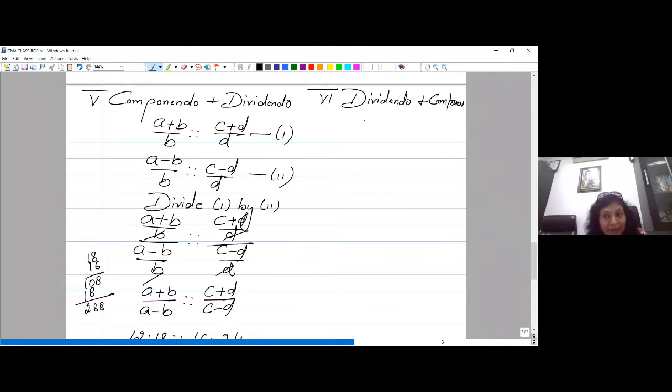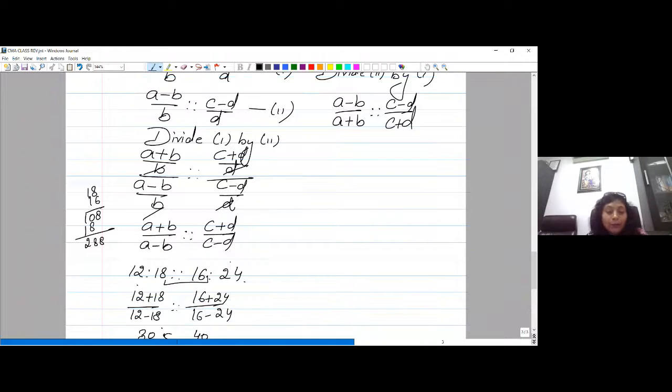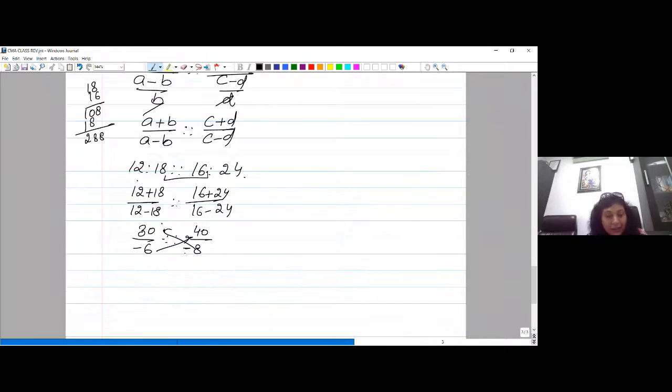And when we say dividendo and componendo, then we divide second by first. That means dividendo is in the numerator and componendo is in the denominator. That means (A minus B) upon (A plus B) is in proportion to (C minus D) upon (C plus D). This is called componendo and dividendo, dividendo and componendo.